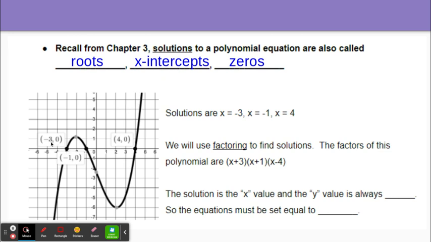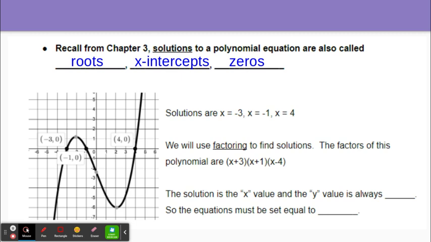So it crosses x here at -3, it crosses x at -1, and it crosses x at 4. So these are the three solutions for this polynomial. So it can cross more than 2 times for quadratics, up to 3 for a cubic. Okay, so we will use factoring to solve solutions. The factors of this polynomial are this.